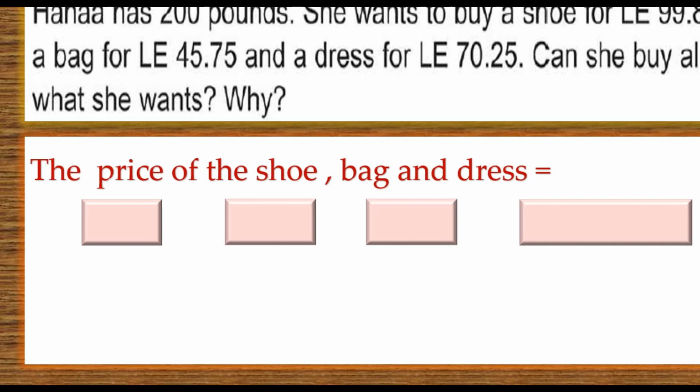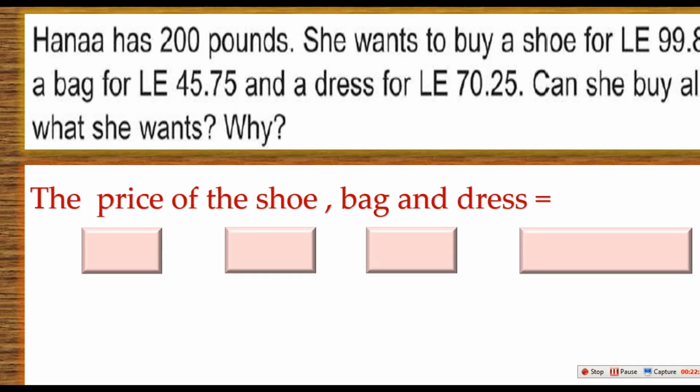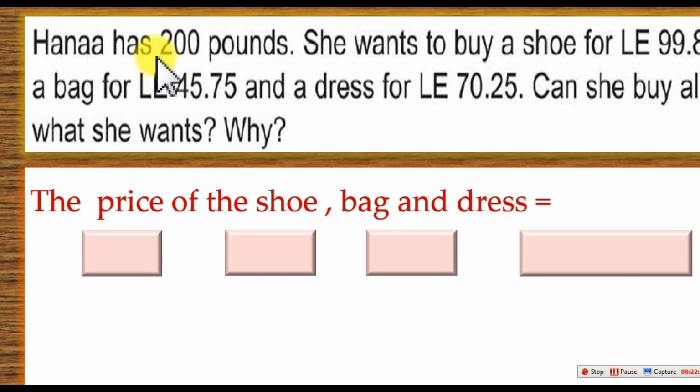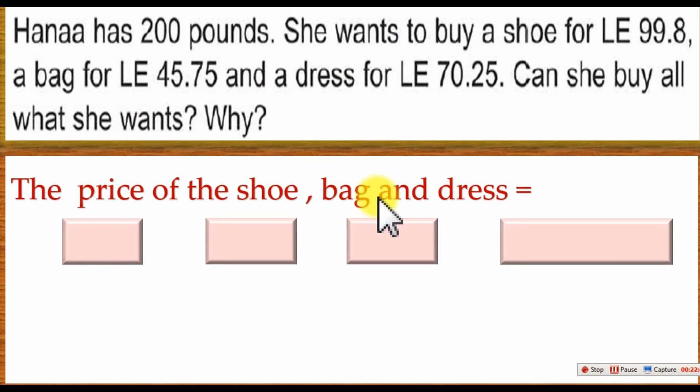Can she buy all what she wants? Why? هو بيسألني يا ترى هي هتقدر تشتري كل الحاجات اللي هي عايزاها دي بعد ما عرفتوا الأسعار ولا لأ؟ ونخلي في اعتبارنا ان هي معاها 200 pounds، ده المبلغ اللي معاها 200 جنيه. الأول عشان نعرف هتقدر تشتري ولا لأ احنا هنحسب البرايس للتلاتة مع بعض. The price of the shoe, bag and dress.